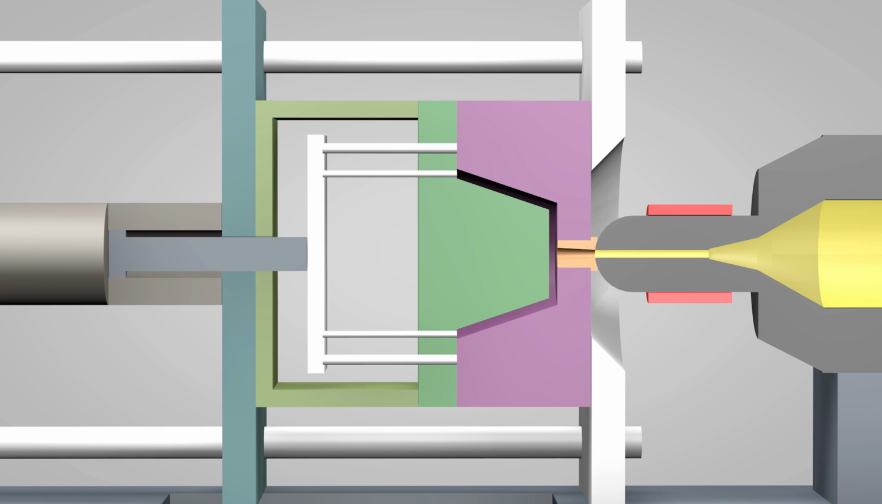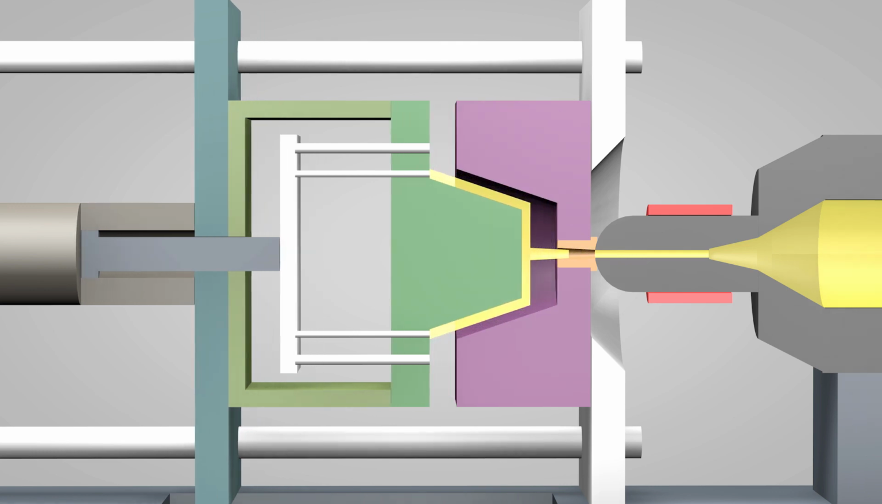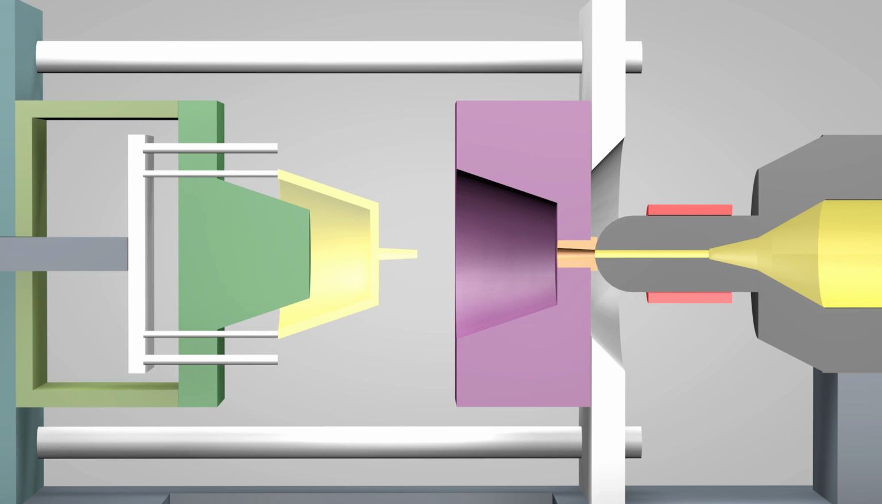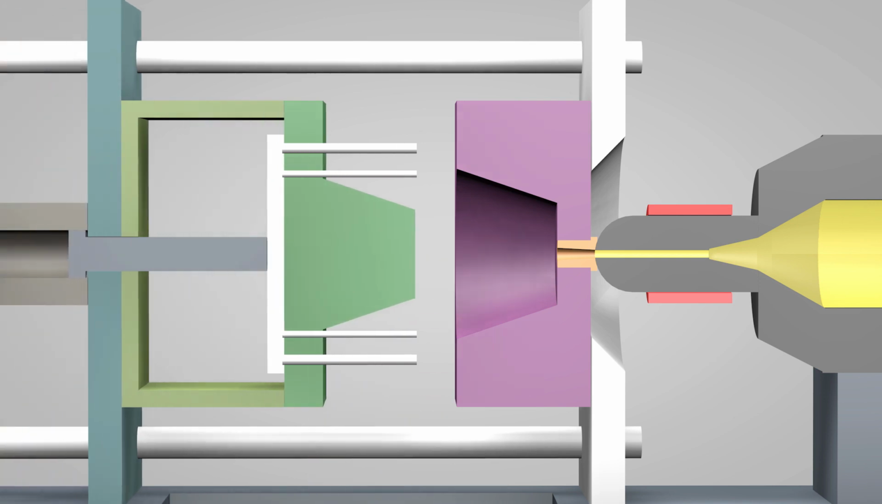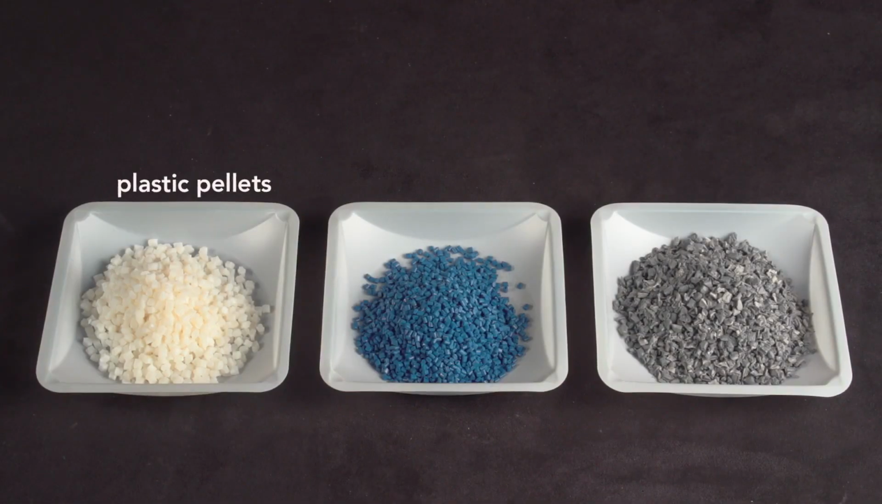In a matter of seconds, the screw injects the molten plastic into the empty part of the mold called the cavity. The plastic solidifies in under a minute. The mold opens and the part is ejected. The mold then closes and the process repeats. All injection molded objects start with these plastic pellets, which are a few millimeters in diameter. They can be mixed with small amounts of pigment called colorant, or with up to 15% recycled material, then fed into the injection molding machine.